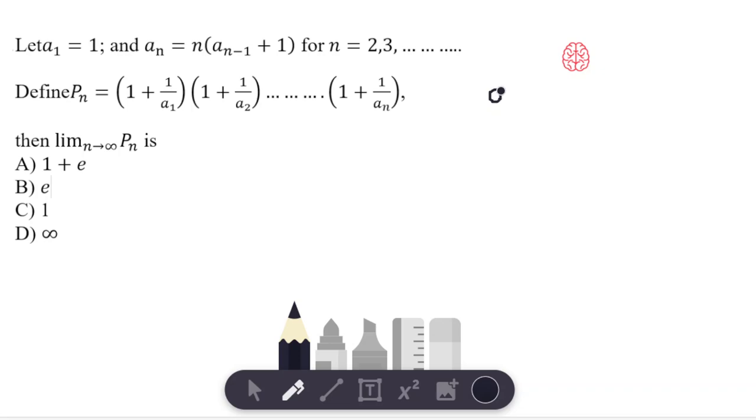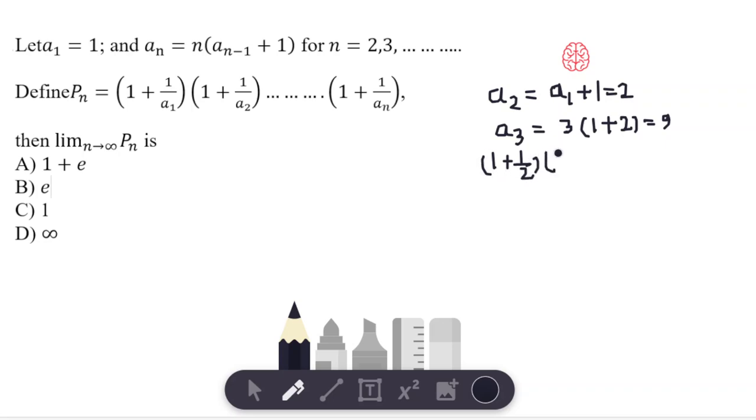It's given a1 is 1. So what will be a2? a2 will be 2 times a1 plus 1, which comes to be 3. If you talk about a3, this will be 3 times a2 plus 1, which is quite a bigger value, 10. So look at it, if you put 1 plus 1 by 2 and then 1 plus 1 by 9, and so on. If you put a large value, it will be tending to 1, that too infinite times. So this is in that format, 1 to the power infinity.